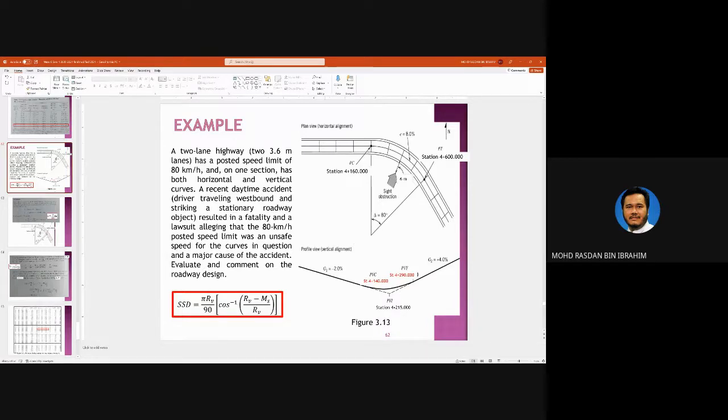Okay, a recent daytime accident, driver traveling westbound and striking a stationary object. A driver driving here to the west hit an object and resulted in a fatality, and a lawsuit alleging that 80 kilometers per hour was unsafe for that curve. So evaluate and comment on the roadway design. Okay, what do we need to consider?